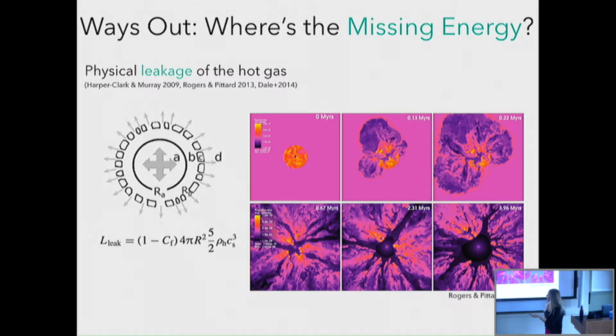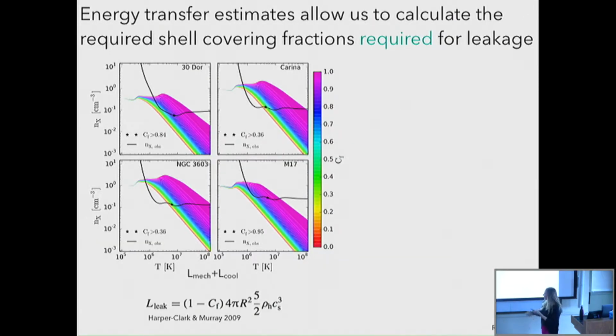And you can characterize how much leakage is happening. If all the energy is lost through leakage, then that depends on the covering fraction, so how much of this H2 region is covered by a shell. With our analysis, we can also estimate the upper and lower limits of that. For example, M17 likely would require a large covering fraction, if we're just taking into account the mechanical and cooling work. But it varies: there's probably a lot more leakage happening in, for example, Carina and NGC 3603 than in 30 Doradus and M17.